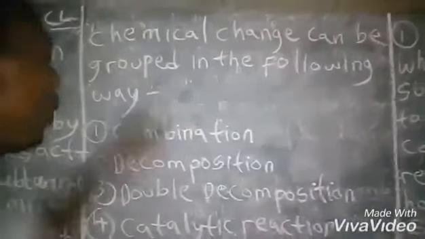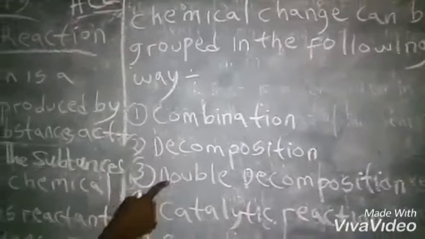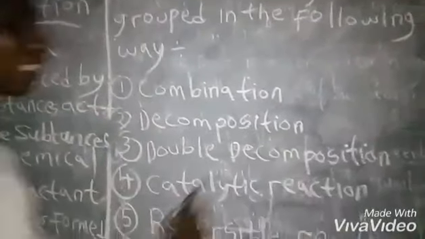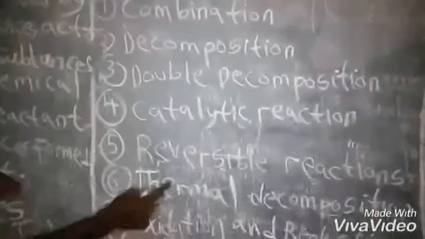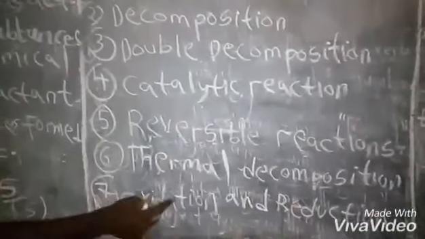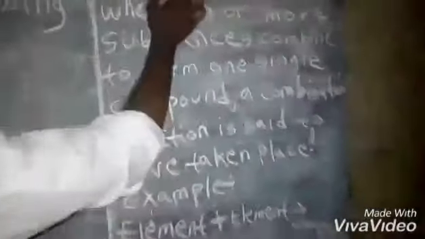Now, chemical change can be grouped in the following ways. We have the combination, the decomposition, the double decomposition, the catalytic reaction, the reversible reaction, the thermal decomposition, and we also have oxidation and reduction. Now, let's pick the first one, which is the combination.